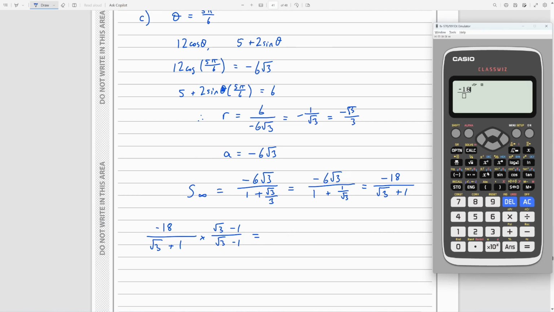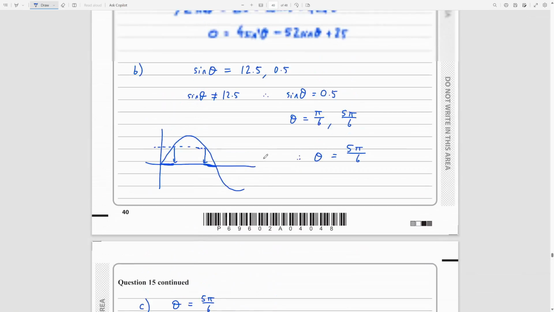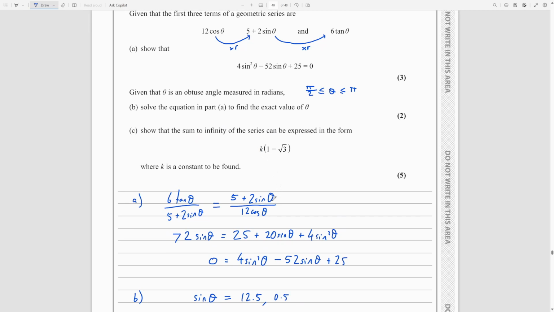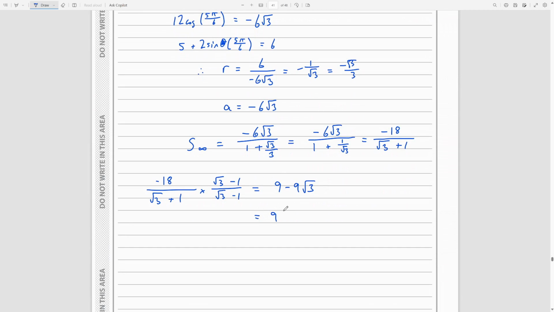So minus 18 over root 3 plus 1 multiplied by root 3 minus 1 over root 3 minus 1. So 9 minus 9 root 3. Okay, a quick look at the form they wanted me to leave my answer in. k(1 minus root 3). Yeah, good. Our k is just 9, so that's 9(1 minus root 3). And so just to spell it out, k was 9.